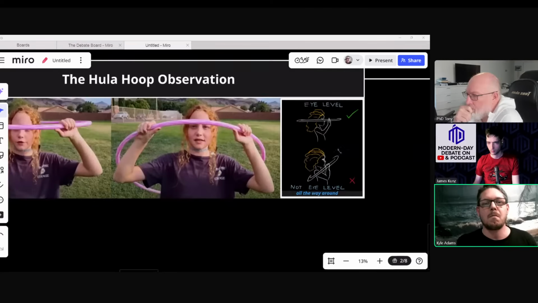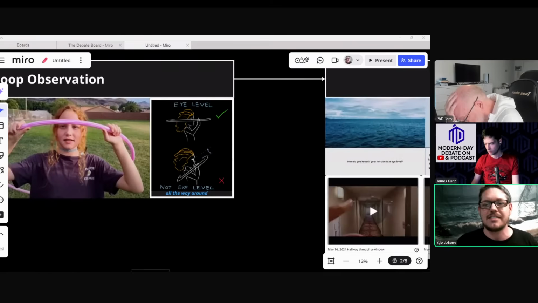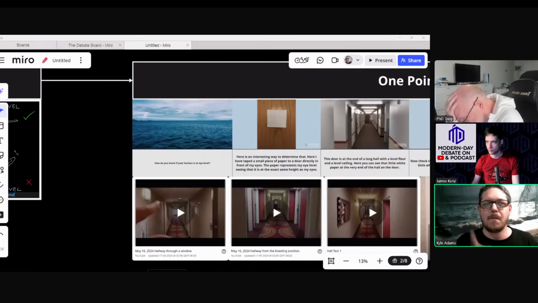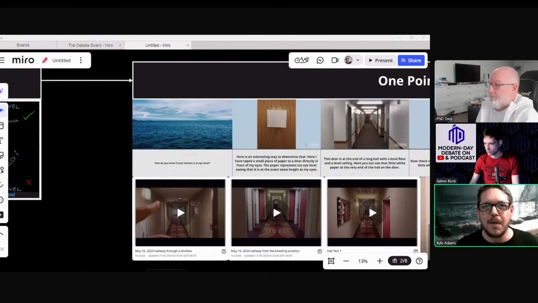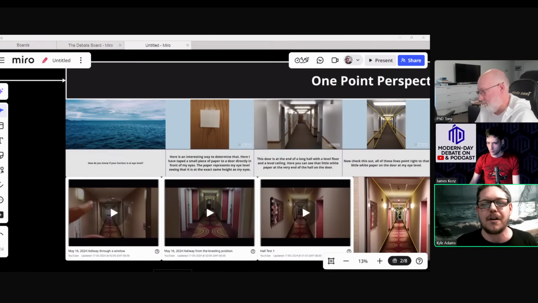So a lot of this comes down to, okay, how do you know that the horizon is at eye level? Because that's what this whole thing hinges upon, eye level horizons. And so that's where I point to 1-point perspective. 1-point perspective is another one of those big axioms here. The more axioms you can have in your foundation, the stronger your foundation is going to be. This is simple enough for children to understand.